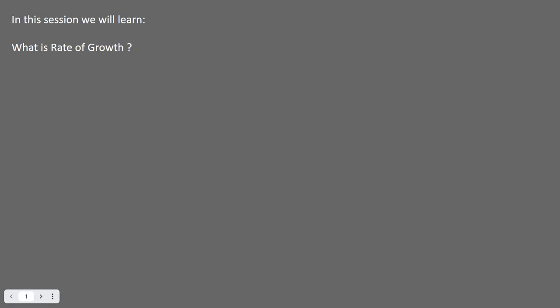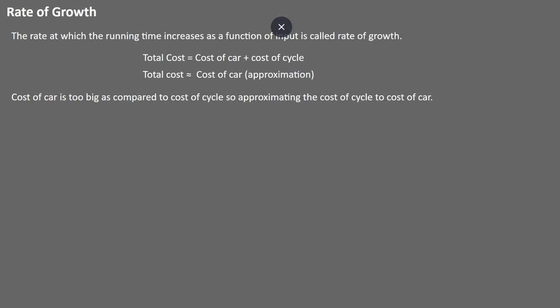In this video we will see what the rate of growth is. Rate of growth is the rate at which the running time increases as a function of input. What does it mean? In the previous video we have seen that as the input increases, the running time increases. Let's say we are increasing the number of inputs by 10, and the running time is also going to increase, right? So let's see this by an example.